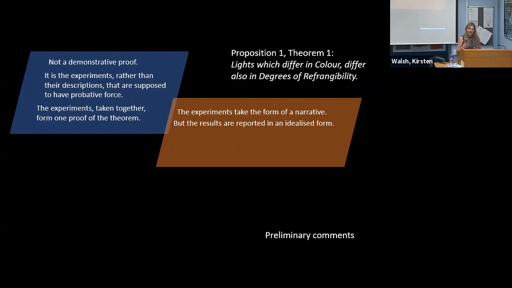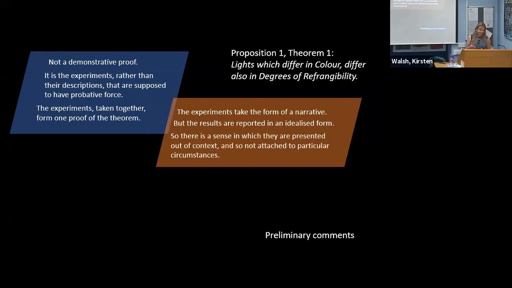But even though it's a kind of narrative where you're supposed to get this sense of doing this experiment on a particular day, the results are reported in idealized form. It's only in the scholium at the end that we realize that actually the results weren't as perfect as he reported. And so there's a sense in which the experiments are being presented out of context, and so they're not being attached to particular circumstances, which I think gives us scope for thinking about these things as universal and abstract.